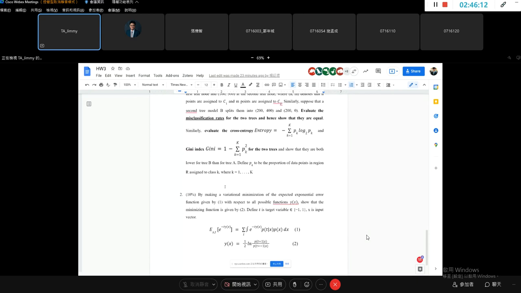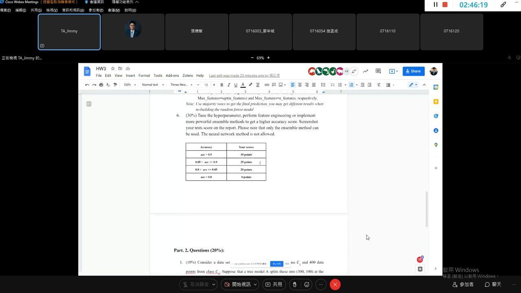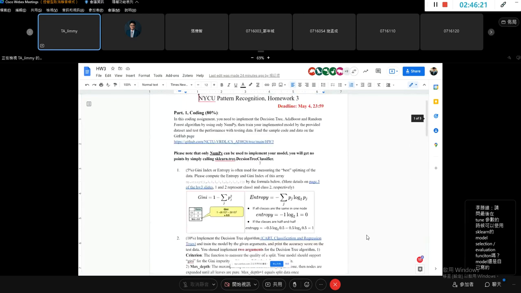Okay, as usual, we have 2 short answer questions. Just write down your answer and paste it in your report. All right, so I think that's it for homework number 3. Just as mentioned, this homework is more complex than the previous homework and is also much heavier. So you need to start writing this homework earlier.